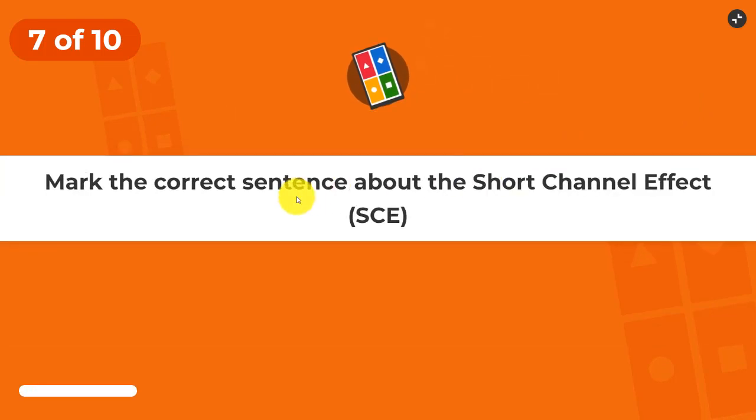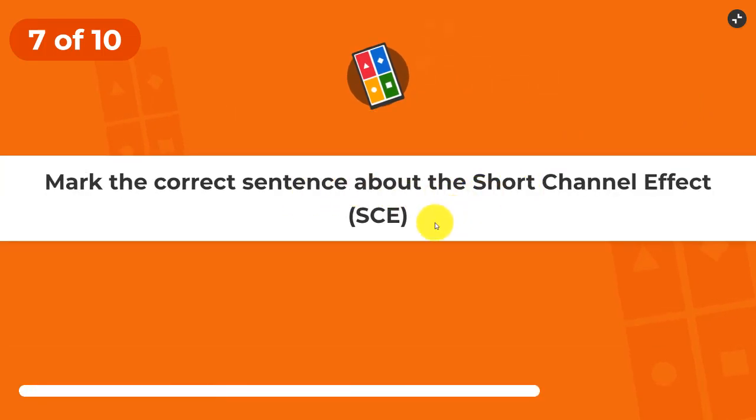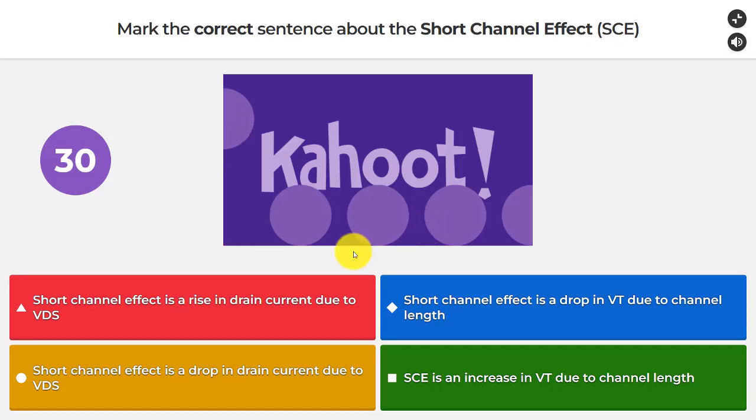Okay, question number 7. Mark the correct sentence about the short channel effect, SCE. Short channel effect is a rise in drain current due to VDS. Short channel effect is a drop in VT due to channel length. Short channel effect is a drop in drain current due to VDS, or short channel effect is an increase in VT due to channel length.